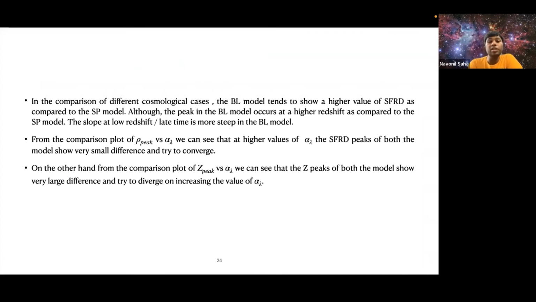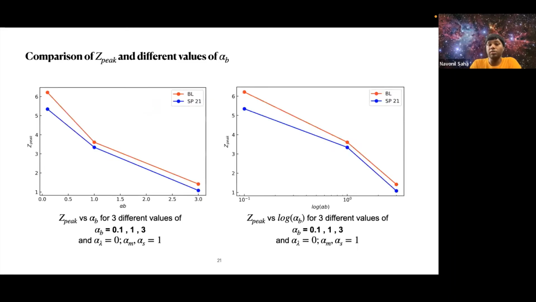For the different cosmological case, the BL model tends to show a higher value of SFRD as compared to the SP model, although the peak in the BL model occurs at higher redshift as compared to the SP model. The slope at low redshift, or the late time, is steeper in the BL model, as also shown in the standard cosmological case. Now, from the comparison plots between the rho peak versus alpha lambda, we can see that for higher values of alpha lambda, the SFRD peaks of both the models show very small difference and try to converge, as I have shown in this plot.